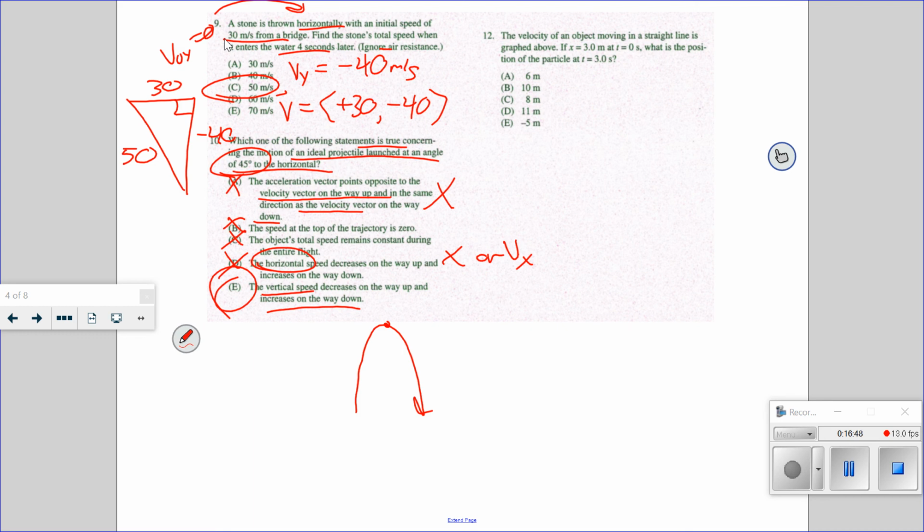Okay. The velocity of an object moving in a straight line is graphed on the previous page. If x equals 3 at t equals 0, okay, so x0 equals 3. And then they want the position. So x equals x0 plus delta x, and delta x is the area under the graph. And we want t equals 0 to t equals 3.